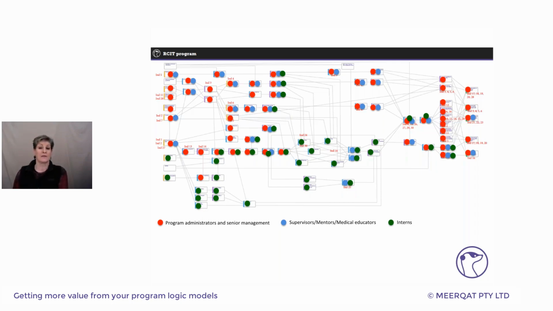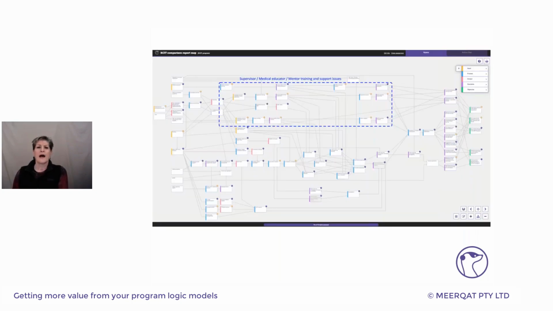So just going back to the RCIT logic model, you can see that this section of the map that has the blue dotted line around it deals with the recruitment, retention and support of individuals that are key to the success of the program, specifically the supervisors, the medical educators, and the mentors of the rurally based interns. Interestingly, we also had a number of structural indicators aligned with this part of the map, specifically indicators number 4, 5, and 6. And these measured respectively the retention rates for each of these 3 groups of stakeholders.